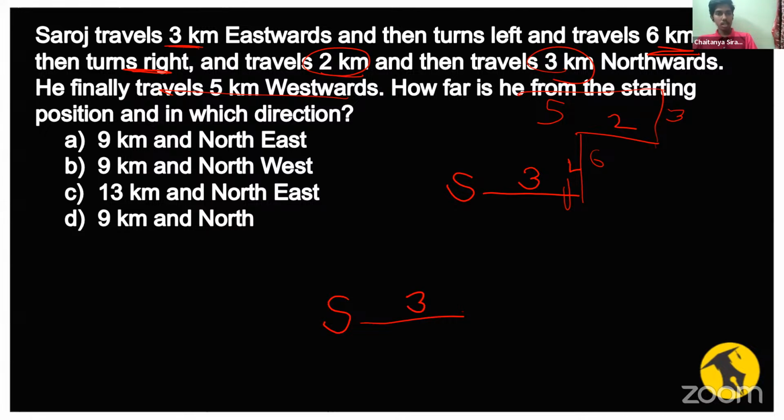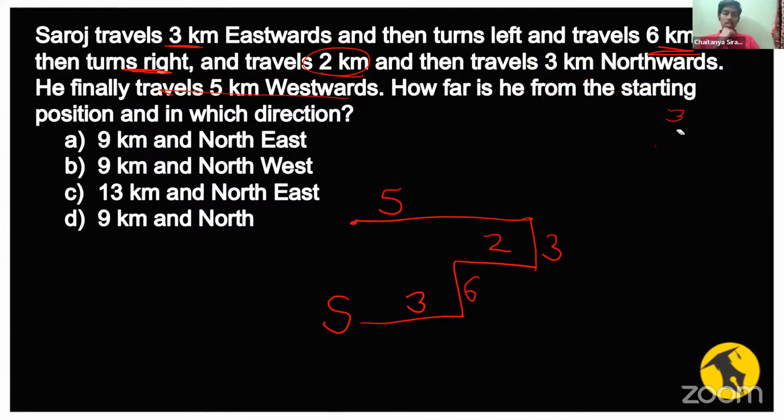3 towards east, then a left turn and 6, then 2 towards right, then northward 3, and finally 5 kilometers here. So if you see the horizontal direction which he covered was 3, 2, and then 5. So it has nullified each other. So he is to the exact north.